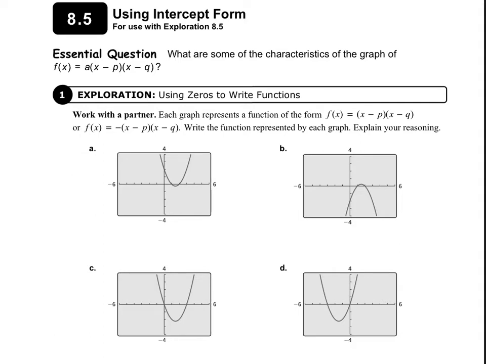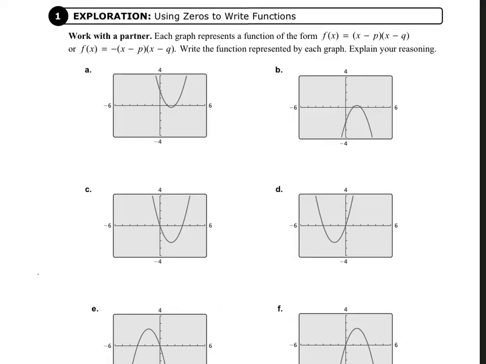This time we will be using the intercept form. This is Chapter 8, Lesson 5 of the Big Ideas Math curriculum. Our first exploration is to use zeros to write the function.